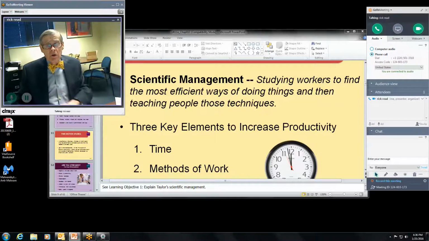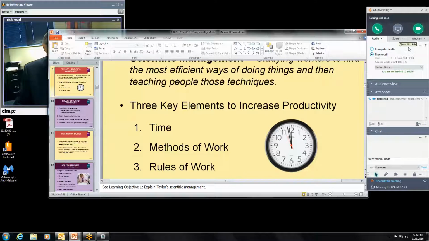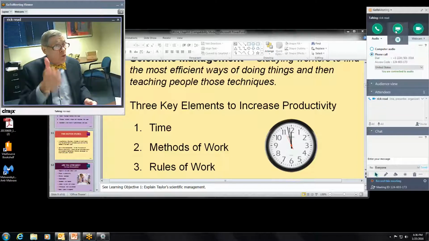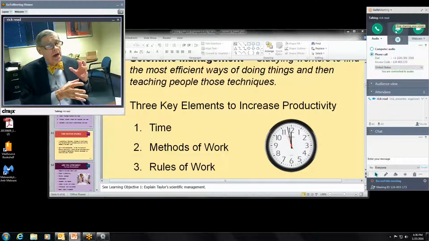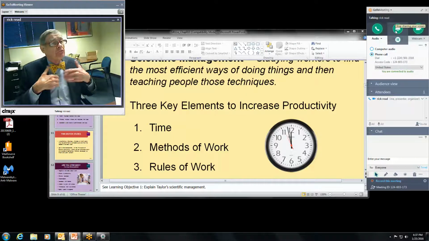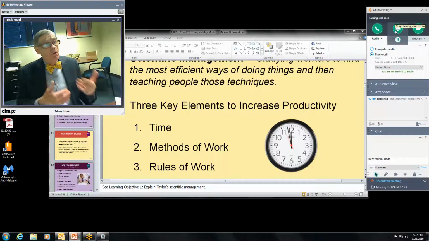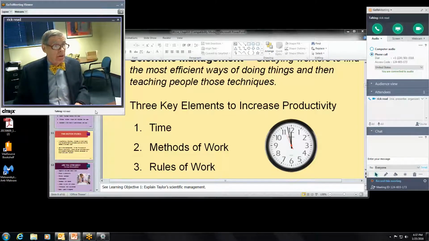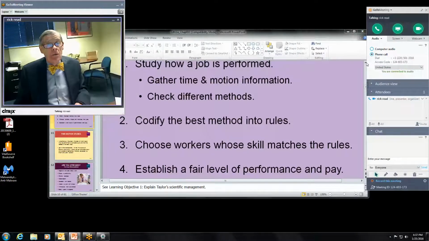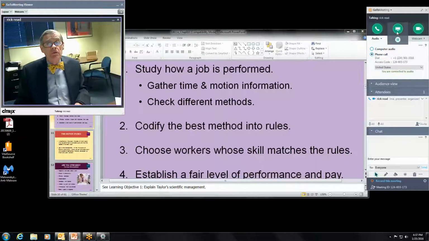He also was a time management person, and he looked at 3 things that he was concerned about, as the slide says: the time it took somebody to do something, the methods of work, in other words, how you do the work, and then rules of work. Taylor wanted those codified. He wanted those set down so people followed rules and they weren't freelancers. In other words, do what they wanted to do, how they wanted to do it, and when they wanted to do it. Taylor wanted them to work when he wanted them to work, and rest when he wanted them to rest, and not do something in between.